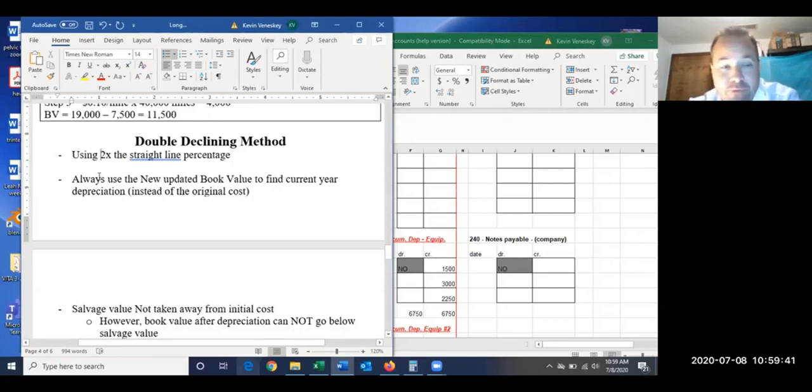And then you're going to have a different number every single year. So this one is by far the most complicated and the most work. You're always going to take that percentage, the percentage isn't going to change, but you're going to multiply that by whatever the asset's new book value is. So every year it's going to change because that book value is going to go down, down, down. That's how you're going to find the new depreciation cost every year.